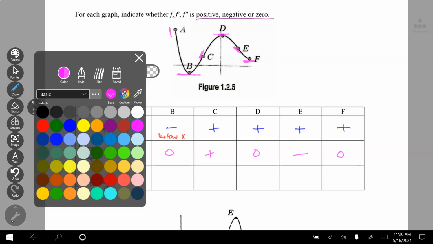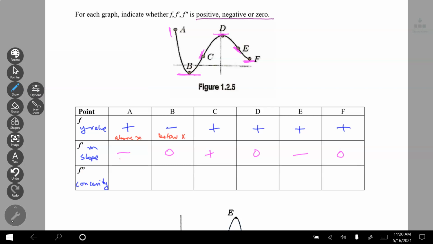And the reason why f prime is negative here is because my function is decreasing. Why is it 0? Because this is the local min. Positive because my function is increasing. 0 because it's a local max. Negative at E because my function is decreasing. And 0 at F because this is a local min.